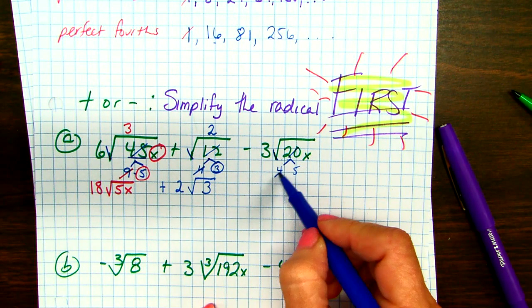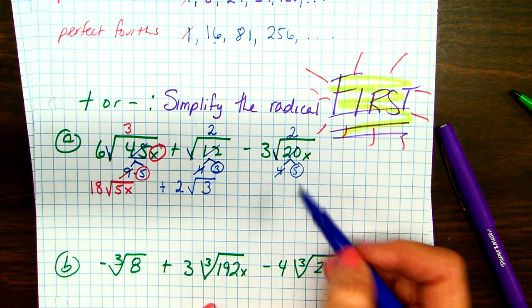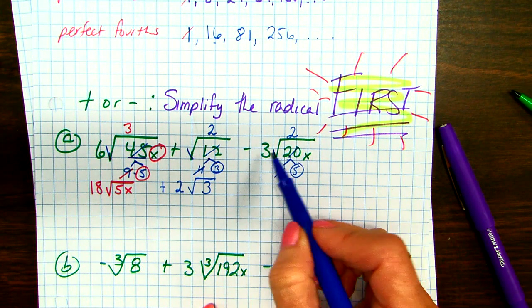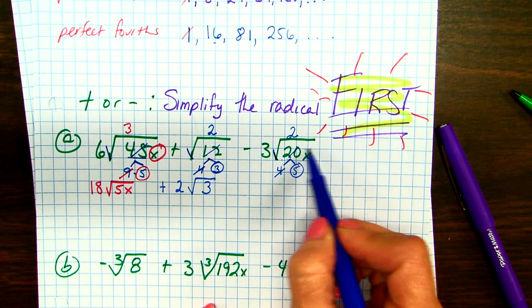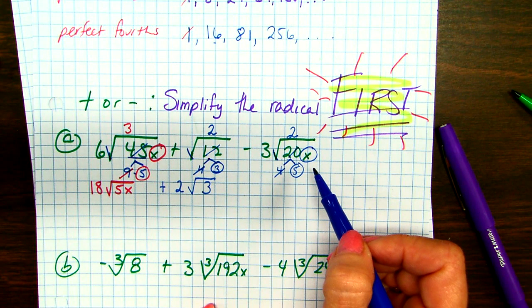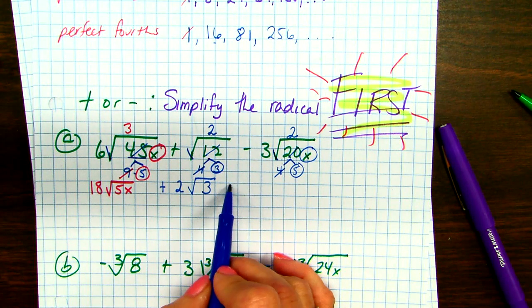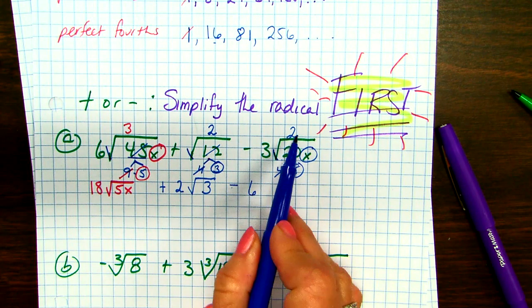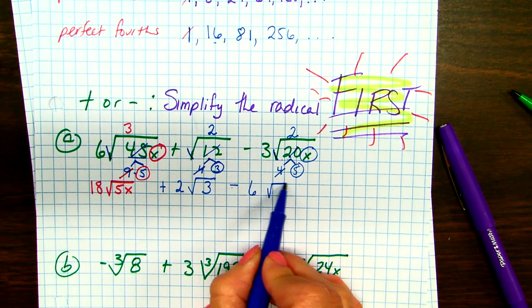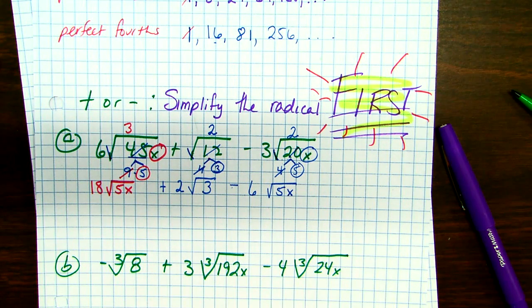The square root of 4 is 2. I'm going to put it up here. 5 is stuck underneath. And again, x to the first, 1 can't be divided by 2, so he just stays right where he is. So I'm going to bring the 2 down. Times 3 is 6. So that's going to be minus 6. Remember, you just multiply. And we have 5 and x, those two circled numbers under the radical.